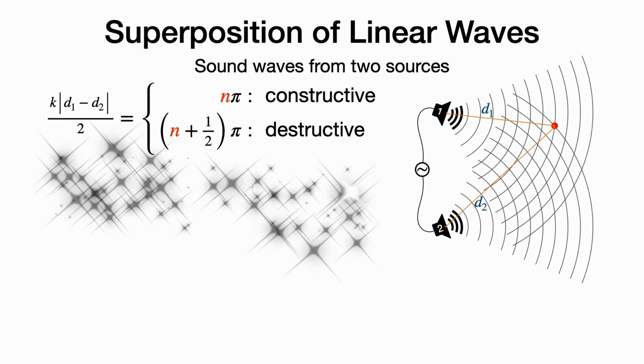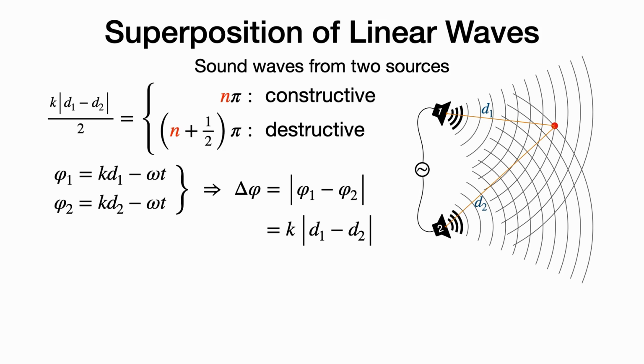It is useful to think about the superposition in terms of the phase of each wave at the point of interest. Phi1 equal to k d1 minus omega t is the phase of the first wave. Phi2 equal to k d2 minus omega t is the phase of the second wave. And the phase difference is just the magnitude of the difference of the two phases, which is equal to k times the difference in the path length traveled by the two waves.